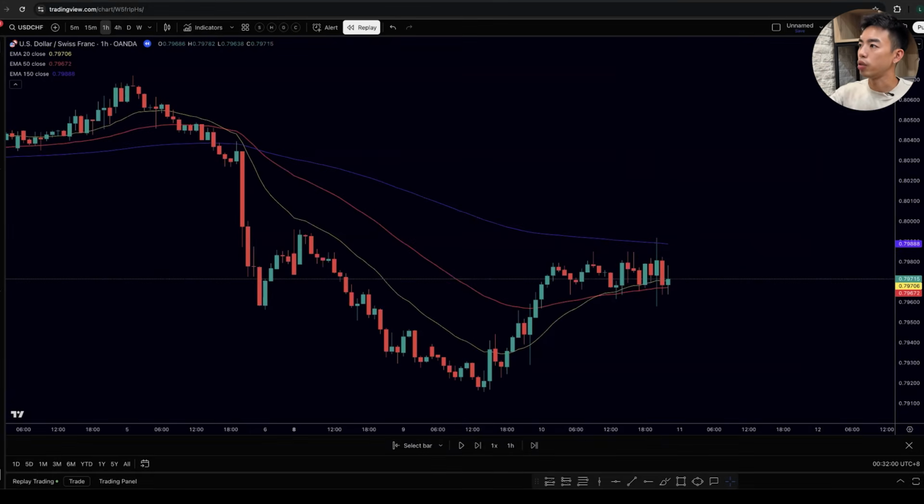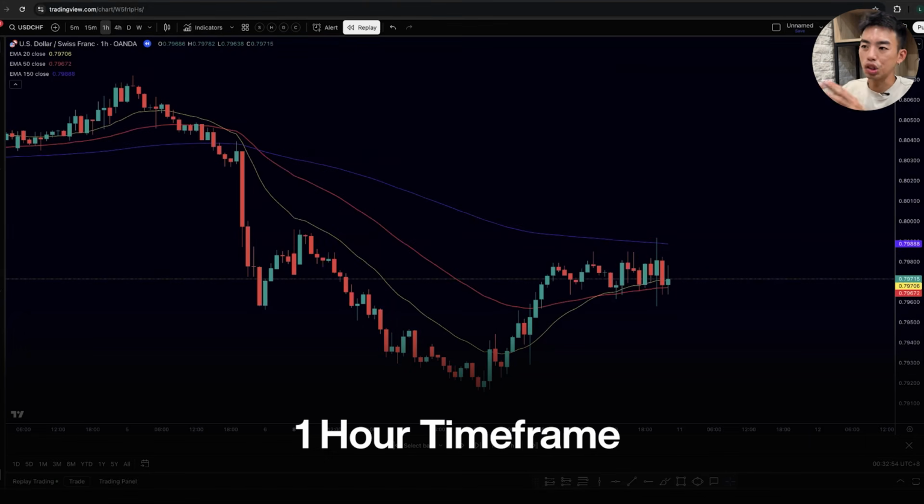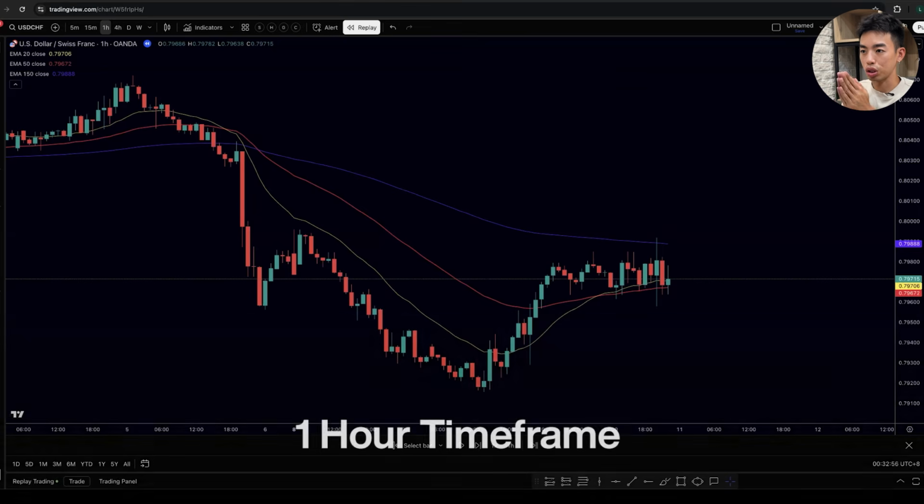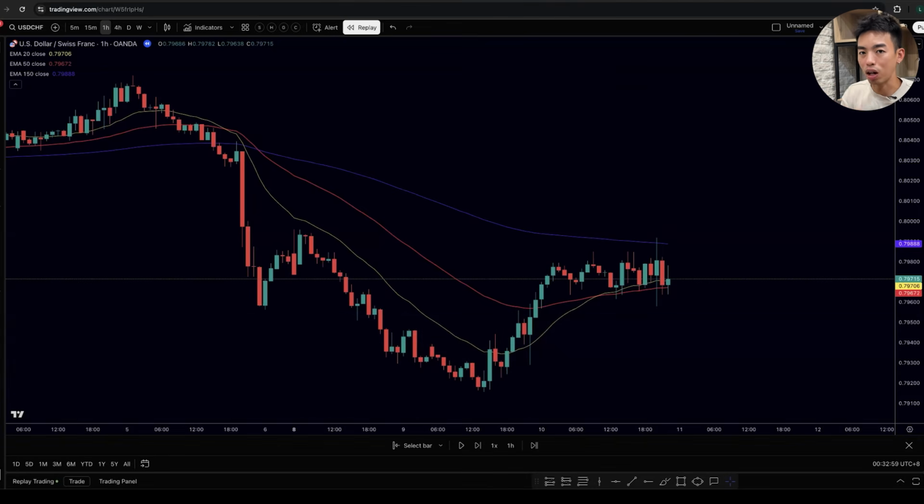All right, so let's have a look at dollar Swiss on the 1 hour time frame. Now, this is not just any example. This example shows very, very clearly how well this strategy can perform if used the right way.